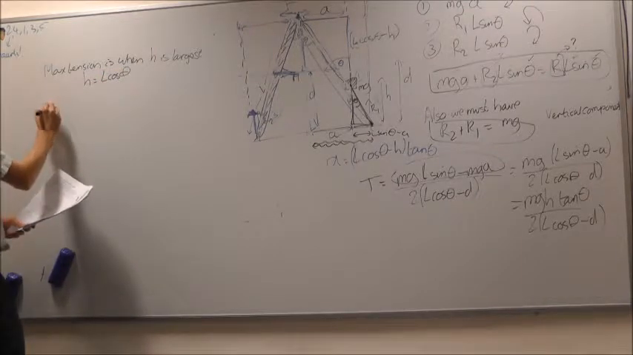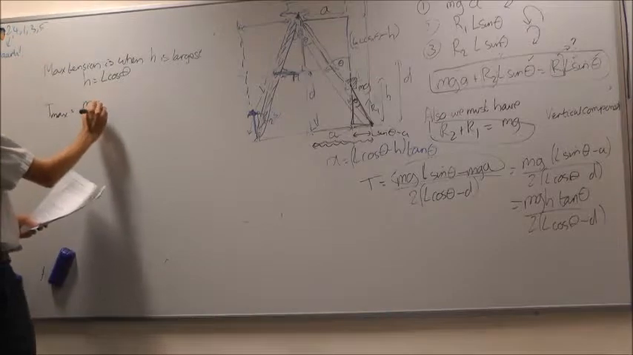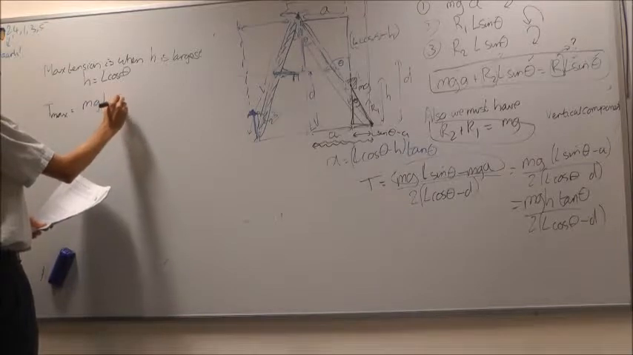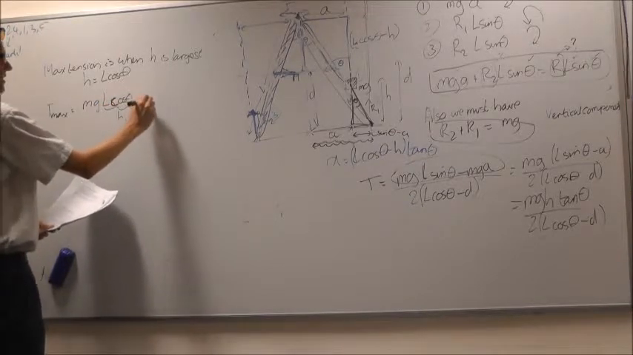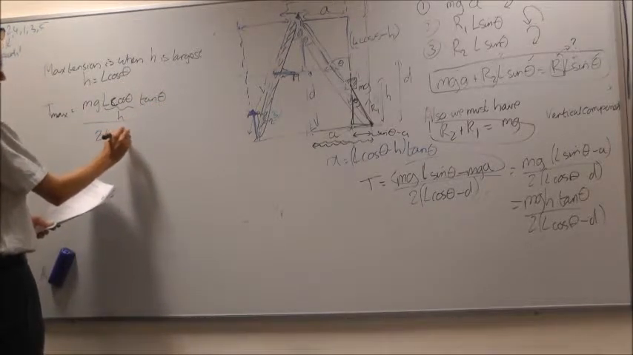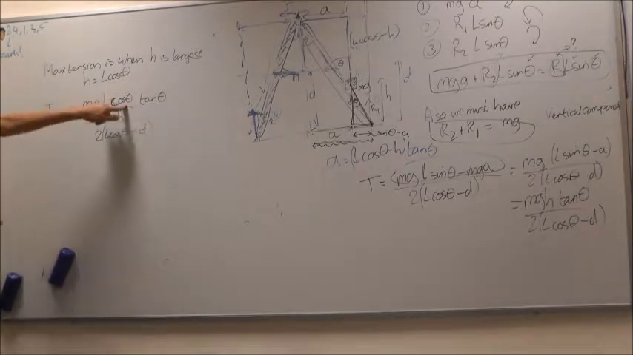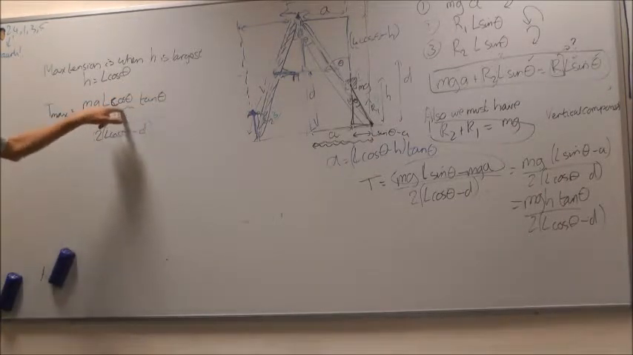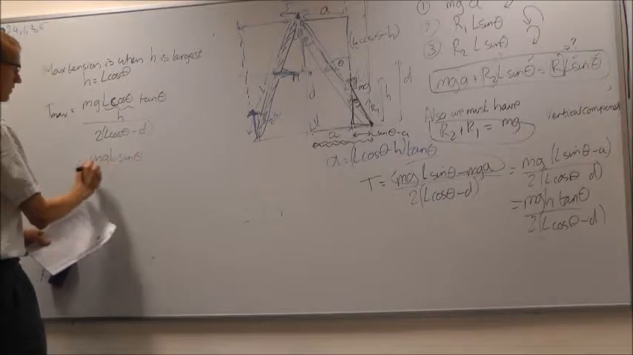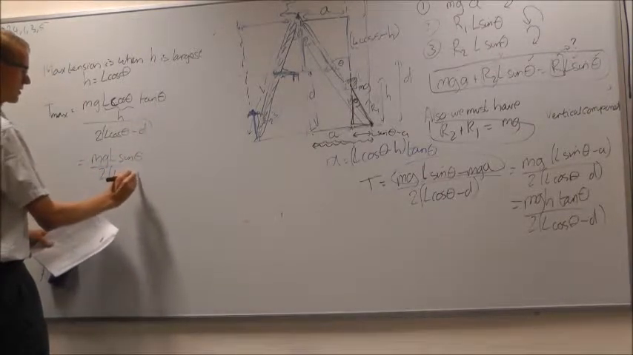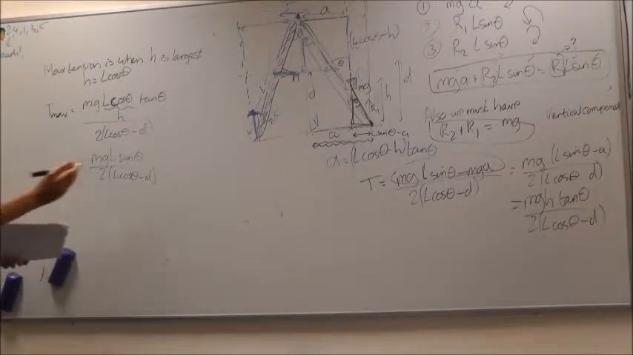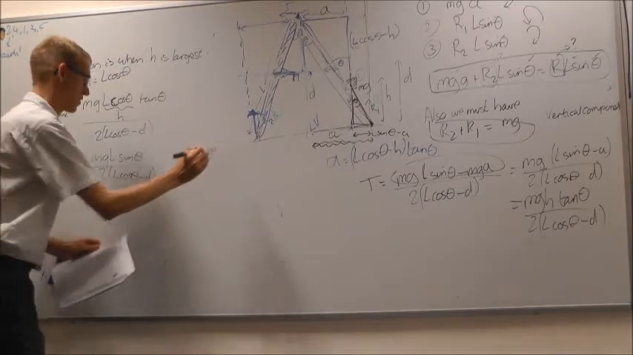So you've got T max equals mg H, mg L cosine theta, that's H, tan theta, over 2 L cosine theta, take D. So cos theta times tan, sine over cos, so this is just sine theta. So mg L sine theta over 2 L cosine theta, take D. Now we're told 2 theta is 60 degrees, so theta equals 30.